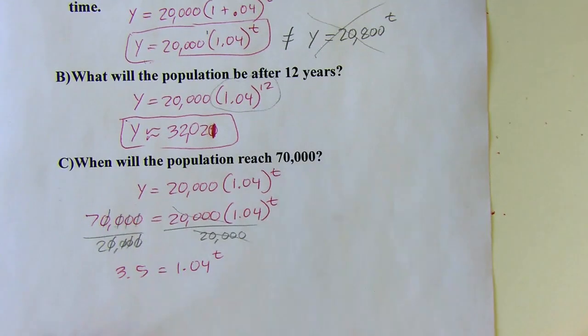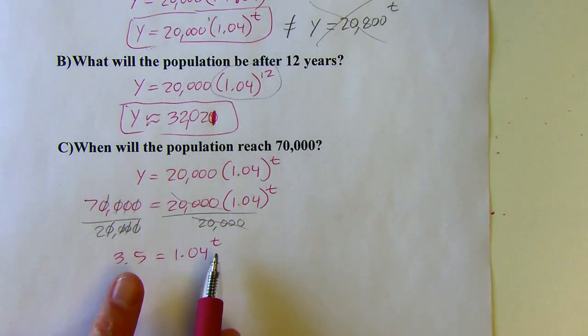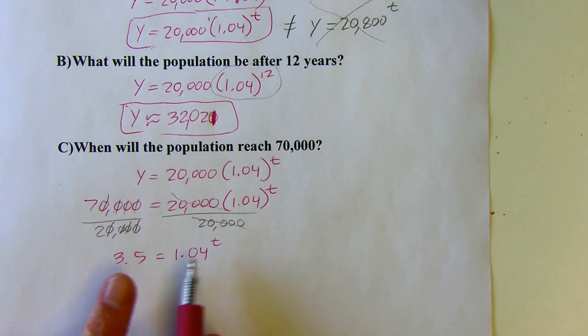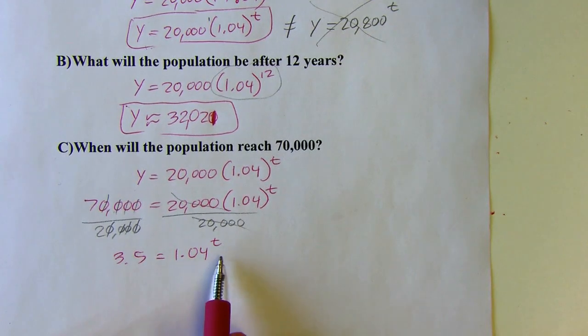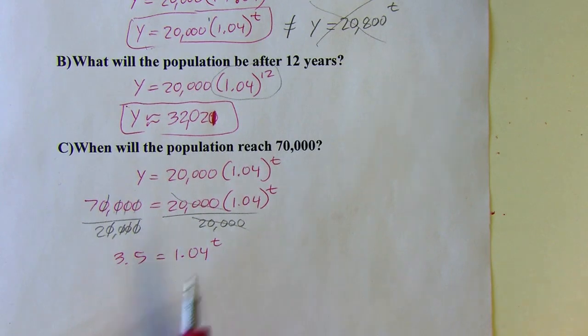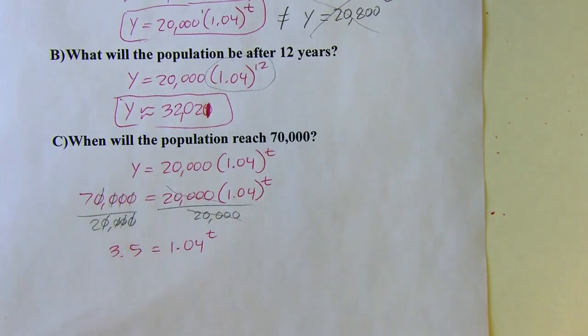So I've got it down to this, okay? Taking the square root of both sides won't do me any good because then I'll just have the square root of 3.5 and the square root of 1.04 to the t. And I can't really take a root with an index of t because I don't know what t is. Okay, so there is a way to solve this, and that's really what this chapter is about. But we need logarithms, and we don't have them yet. So for now, we're going to do a guess and check kind of thing.